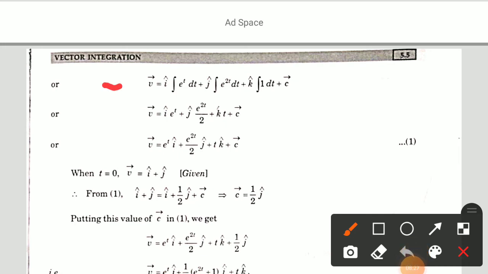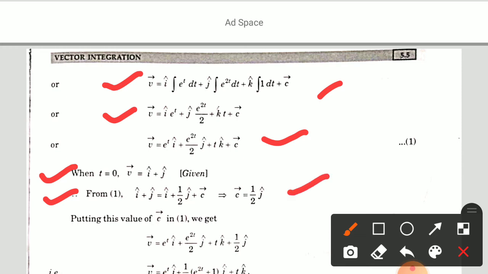Now v is equal to i times the integration of e^t dt plus j times the integration of e^2t dt plus k times the integration of 1 dt plus c. Now integrating, we have v is equal to e^t i plus e^2t by 2 j plus tk plus c, marking this as number 1. Now it is given that when t equals 0, v is equal to i plus j. Therefore from the first, i plus j is equal to i plus 1 by 2 j plus c, and this implies the value of c is equal to 1 by 2 j.